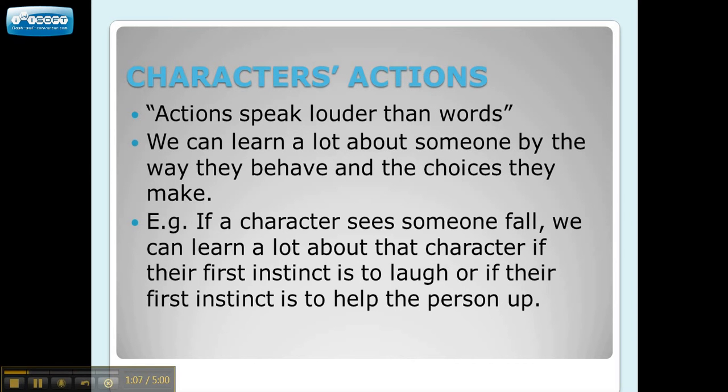Characters' actions, you can think of it kind of like this. Actions speak louder than words. I'm sure you've heard that common phrase. We can learn a lot about somebody as a character by the way they behave and the choices that they make. Let's take one example that's kind of cruel. Let's say there's a character that sees somebody fall down. We can learn a lot about that character if their first instinct is to laugh at that person that fell down, or if their first instinct is to help that person back up. We can infer what that person is like, what their personality is like, based on what they do in certain circumstances.